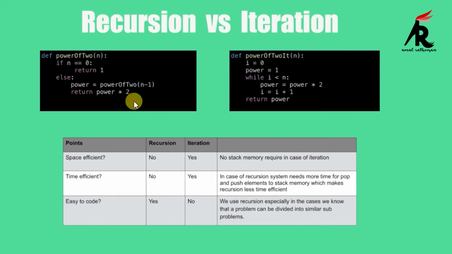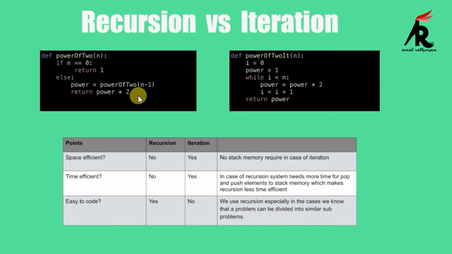Then we go back to p of 1. In p of 1, we have power equals power of 2 0. We know the answer. This is 1. So return 1 into 2. So the power of 1 is 2. Then we pop p of 1 from the stack memory, and we go back to p of 2. So p of 2 equals power of 2 1. We know the answer of power of 2 1 is 2. So return 2 into 2, 4. The p of 2 will return 4.